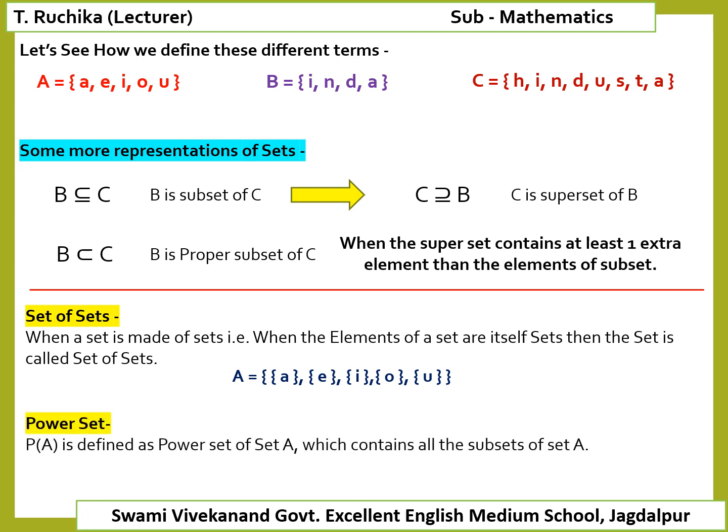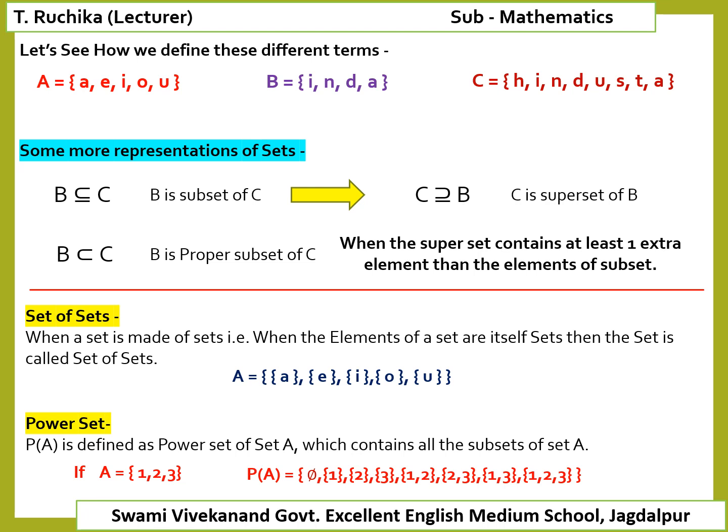And power set is represented as P(A) and it is defined as the power set of set A, which contains all the subsets of set A. How? Let us understand it through an example. Here we have taken A equals {1, 2, 3}. That means there are 3 elements 1, 2, 3 in the set A. We will write all the subsets of this set. First, we write the empty set as the first subset.